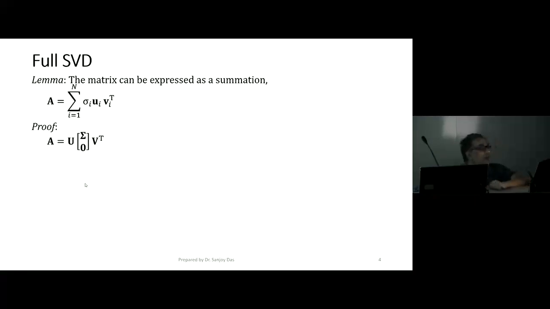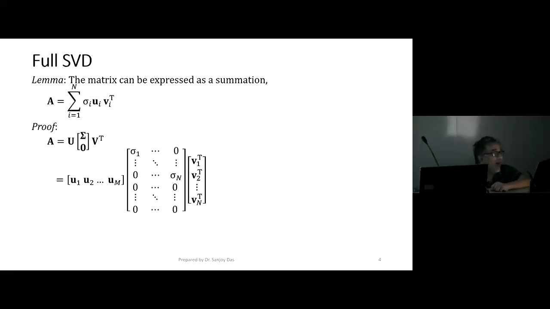Okay, and so let's do the proof. So this is A, I write the SVD, and then I express U in terms of its columns, V transpose in terms of its rows, and this is my sigmas.